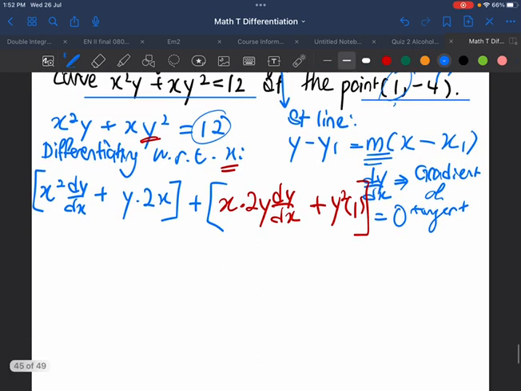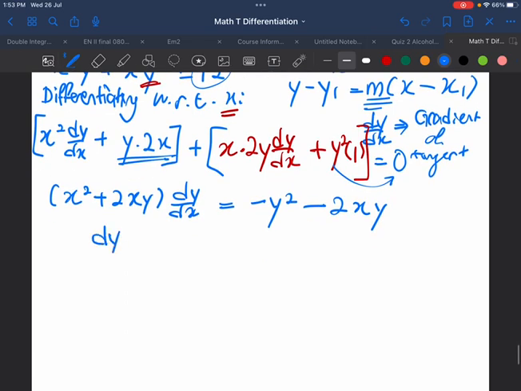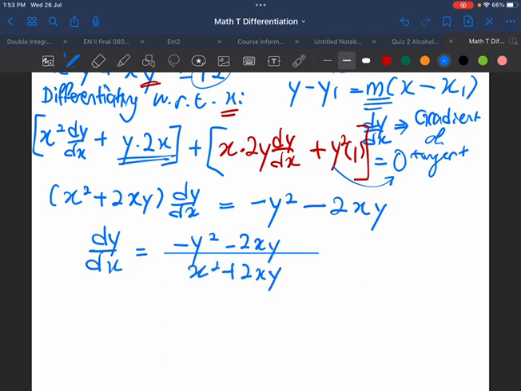So we factorize the dy/dx, and we will get x squared plus 2xy, dy/dx. I put a negative y squared here, so it will be negative y squared, and here we got the 2xy, so it's minus 2xy. So we put everything else except dy/dx on the right hand side, so we will get negative y squared minus 2xy over x squared plus 2xy. So here is the gradient of tangent.